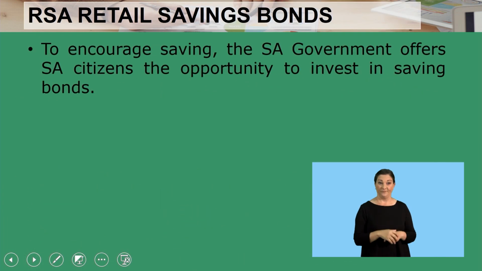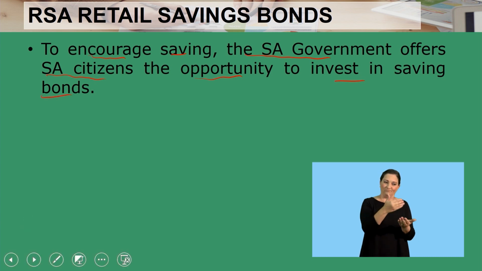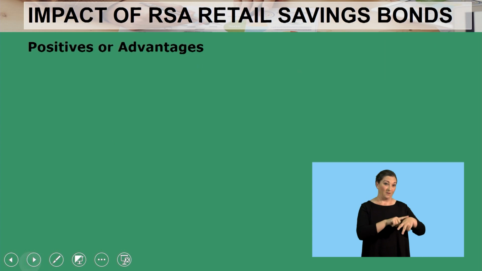The first form of investment is your RSA retail savings bond. Now, what do we mean by that? This is an investment which is done to encourage savings, and it is done by the South African government, which offers the South African citizens an opportunity to invest in a savings bond. The advantage is you get your interest, and the interest is earned twice a year. That becomes an advantage now for investing in RSA retail savings bond.